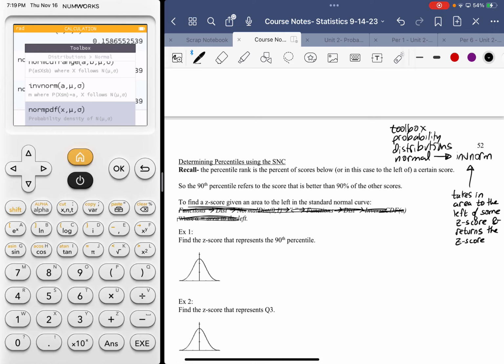So I put the recall statement in there, the percentile rank. Percentile rank is the percent of scores below, or in this case, to the left of a certain score. So if you know the parameters of a particular distribution, like the mean of the distribution is 100 and the standard deviation is 10, like an IQ test was back in the 80s when I first learned about IQ tests, you might be concerned with, what score would I have to get to be in the 90th percentile?